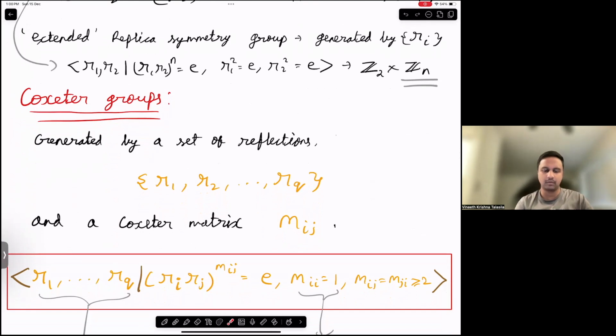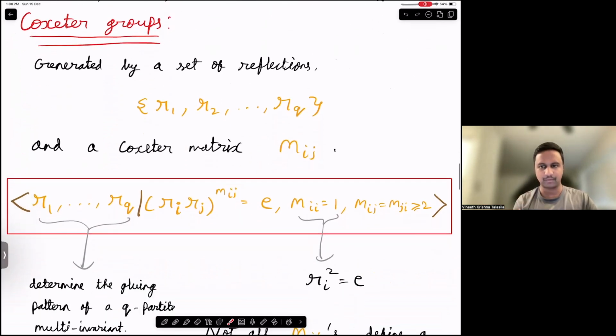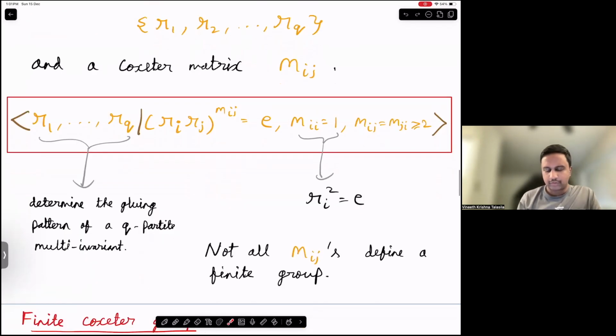Coxeter groups play a central role in our work, and these are basically generated by a set of reflections. Let's say we have a Q-partite measure. In that case, we'll consider Q reflections, and they are defined by a Coxeter matrix M_ij, where i and j run from 1 to Q. So the definition of a Coxeter group is as follows. It is generated by Q generators up to the following relation. One should notice that not all Coxeter matrices M_ij define a finite group. In general, it could be an infinite group.